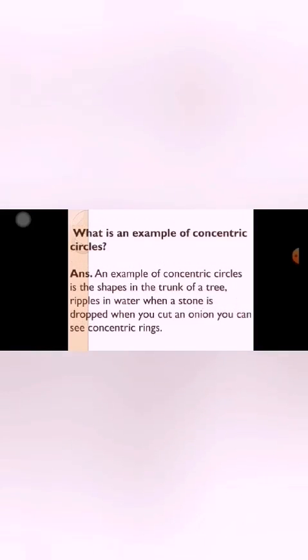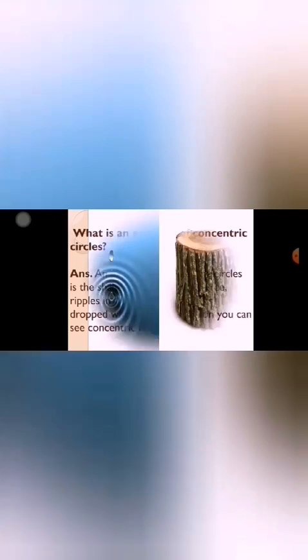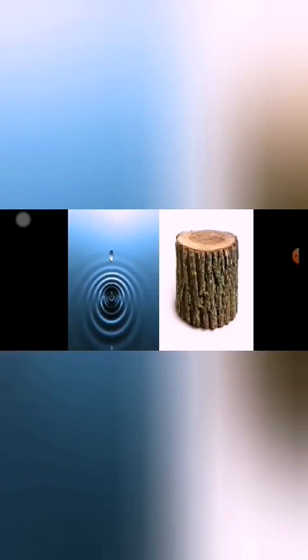What is an example of concentric circles? Answer: an example of concentric circles is the shapes in the trunk of a tree. Ripples in water when a stone is dropped. When you cut an onion, you can see concentric rings. So this is my example of concentric circles.